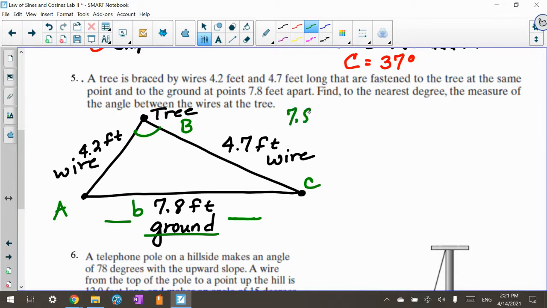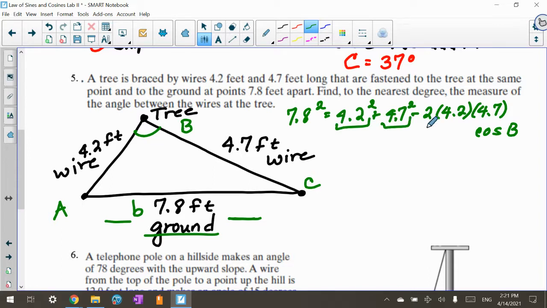So we have 7.8 feet squared. That's b squared equals the other two sides squared: 4.2 squared plus 4.7 squared minus 2 times 4.2 times 4.7 and cosine of b. Again, this is just like the one before, so you can start this one too. Get those over to the other side first, and then put these together on that side. So I'm going to say 7.8 squared minus 4.2 squared. Get them over there so you don't make that mistake.